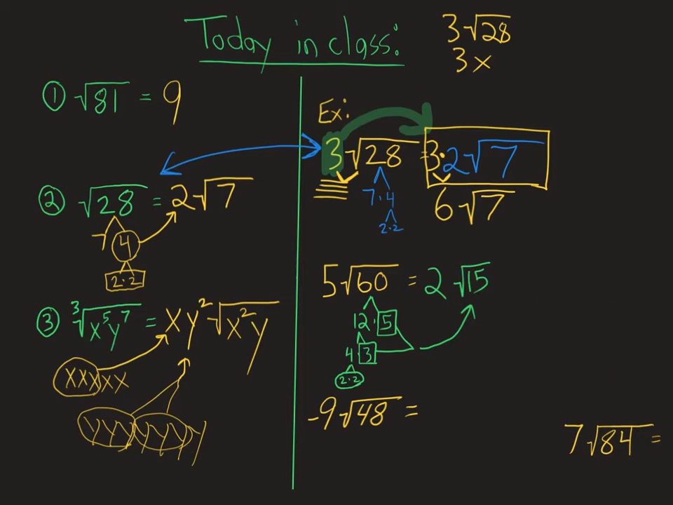Okay, so I'd be done. 2 radical 15, except don't forget that 5 was out front multiplying, and now it has something to multiply with. So don't forget to bring it over.